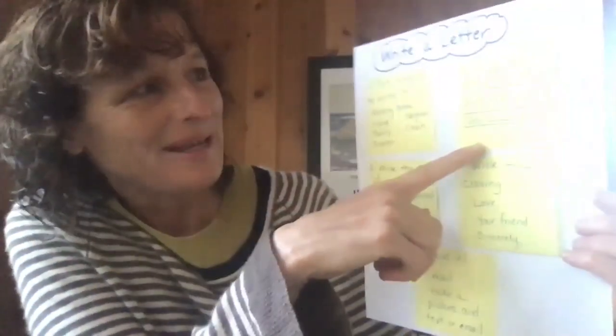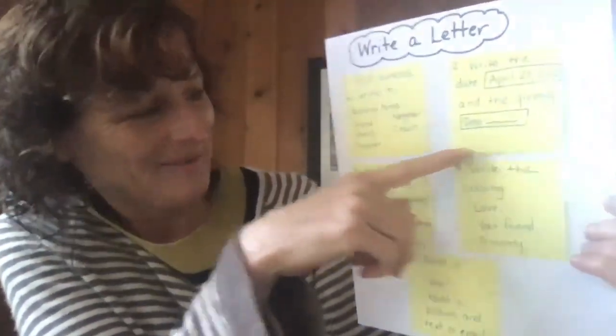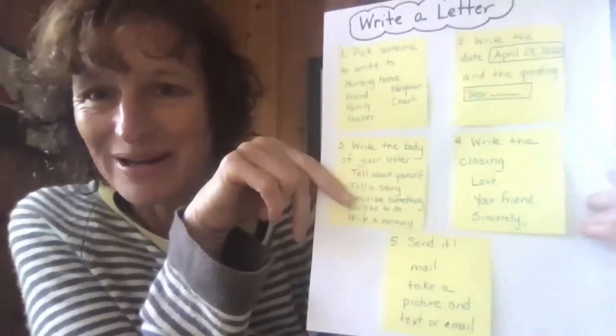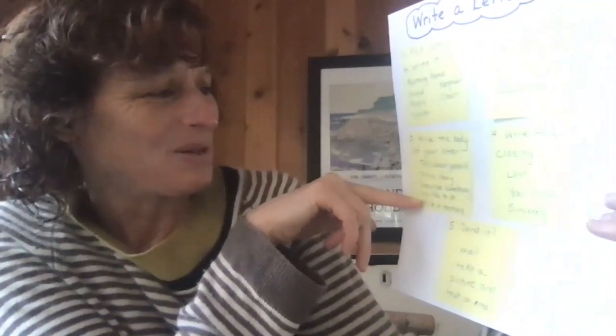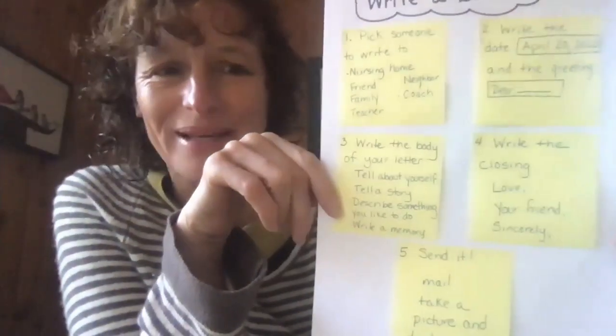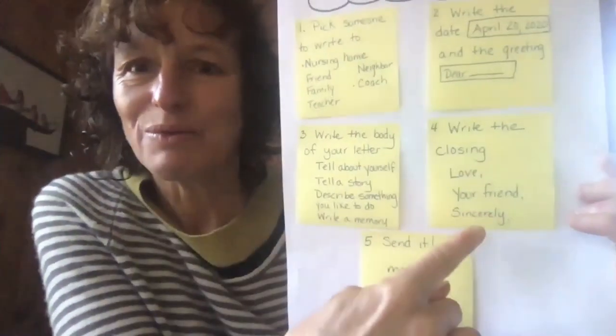Okay, writers, so today we were going to learn a little bit about how to finish up our letters to send to the nursing home today, right? And we've been working all on letter writing. Remember, we picked someone to write to. We started with the date and a greeting. We wrote the body of our letter and we told a story, or we told about ourselves, and we described something we like to do. And then we have to write a closing.